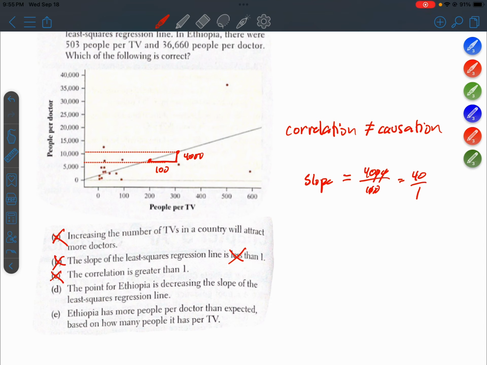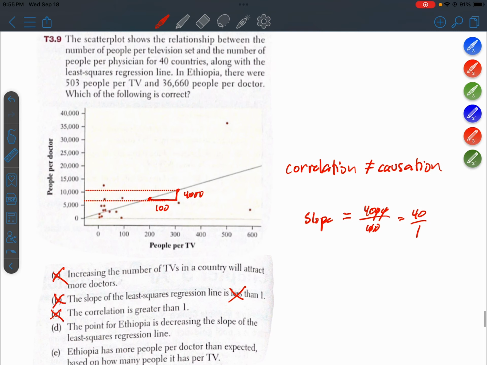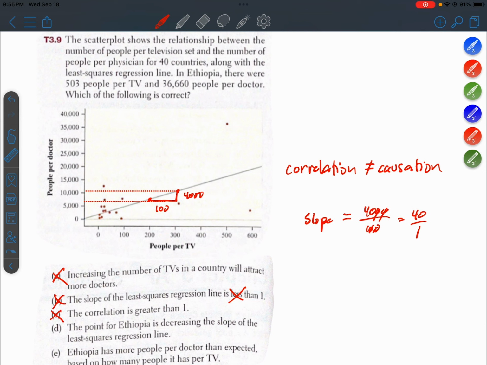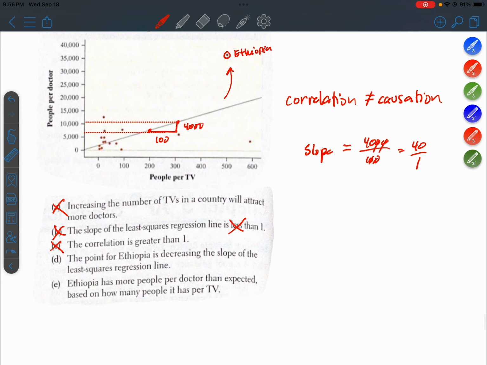D, the point for Ethiopia is decreasing the slope of the least squares regression line. So which point is Ethiopia? 503 and 36,000. So this one here is Ethiopia. What Ethiopia is doing is causing the regression line to tilt. In other words, it's making it steeper. So no, it's not decreasing the slope, it's actually increasing it. So D is false. By process of elimination, let's read the final choice.